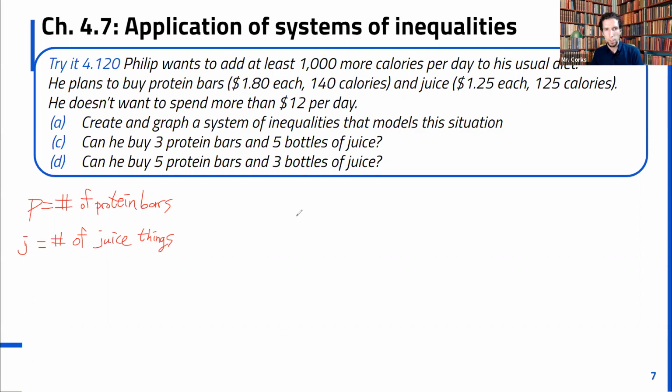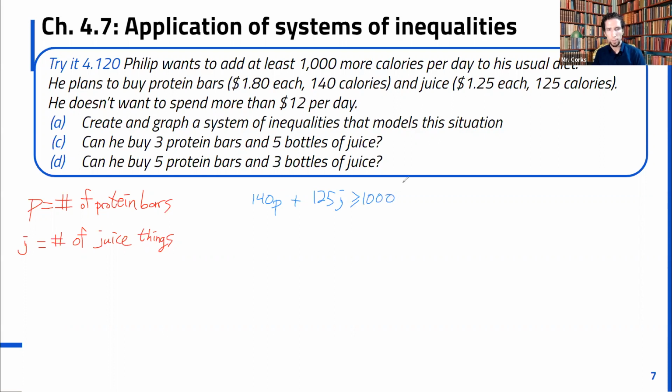So it looks like we want to create some equations and or inequalities to represent this scenario. What could we do here? 140P plus 125J is greater than or equal to 1000. So greater than or equal to 1000.